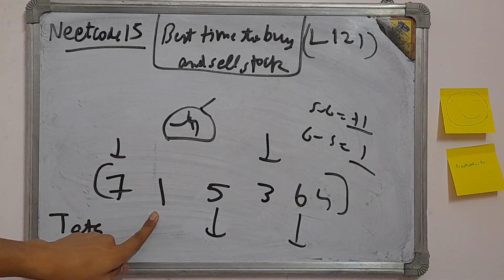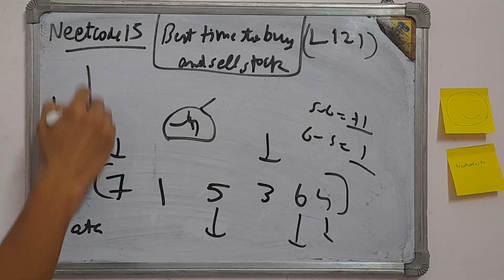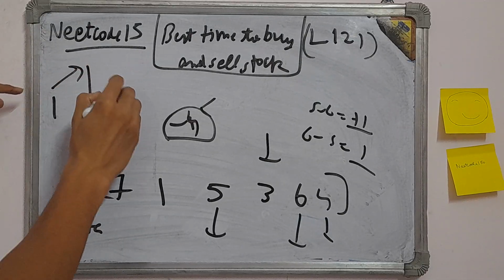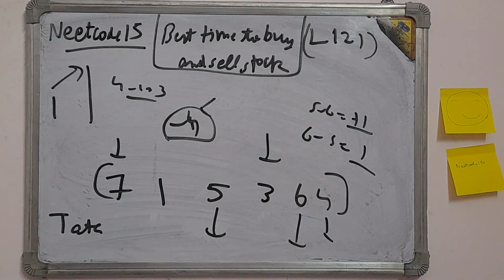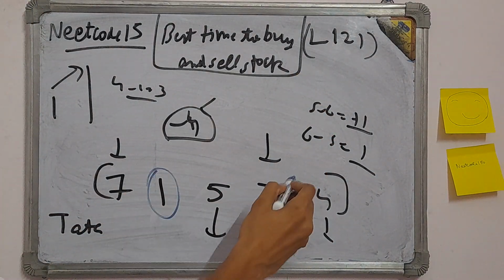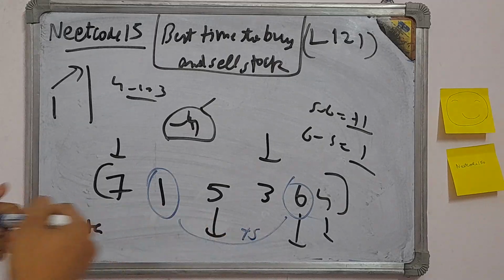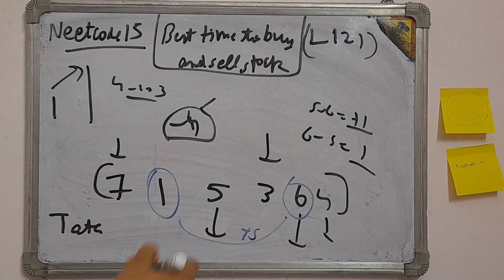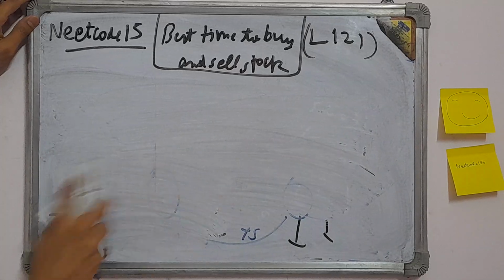But if we buy at 1 and sell at 4, that means a profit of 4 minus 1 equals 3. It is good, better than this, not the best. The best answer would be if we buy at 1 and sell at 6, because this is the maximum difference. We get a profit of +5. So this is the question. We have to tell the maximum profit we can get. We have to tell on which day we want to buy and which day we want to sell, so that we get max profit.